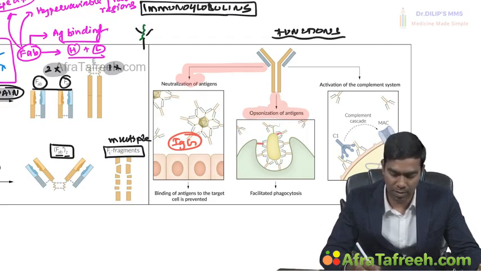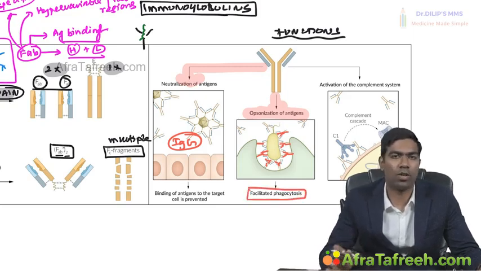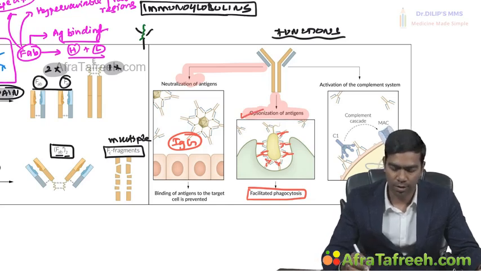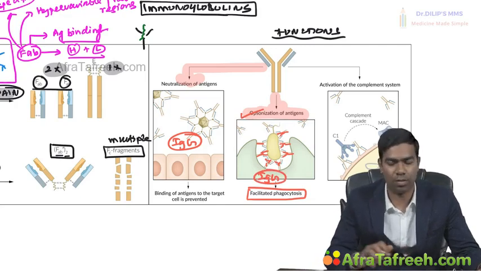Opsonization means they cover the antigen with antibodies so that they can facilitate phagocytosis, or they can activate the cytotoxic cells like natural killer cells to degranulate and kill the cell. So for killing the cell, again, opsonization is very important. So again, the best opsonizer, if somebody asks you, I will tell you it is IgG, one of the best opsonizers.